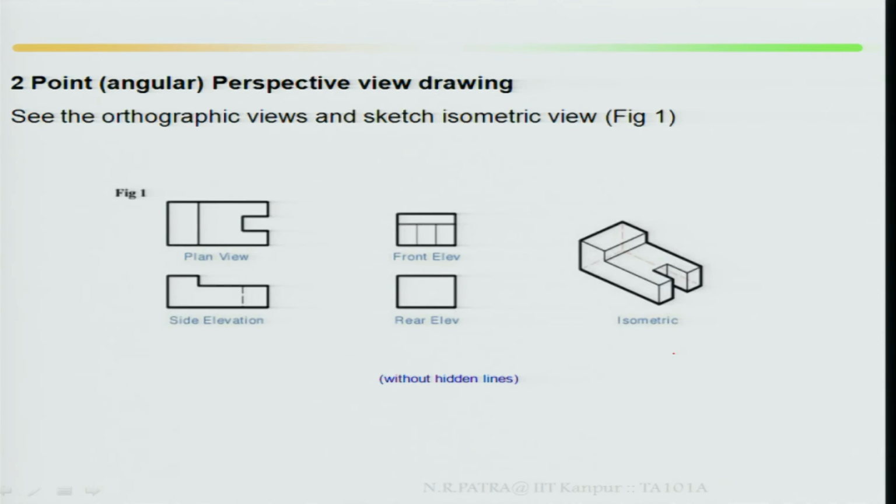Point 2, angular perspective view drawing. See the orthographic views and the sketch of the isometric view in figure 1. This is your figure 1, plan view and side elevation, this is your front view and rear elevation, and from there you draw the isometric view without hidden lines.